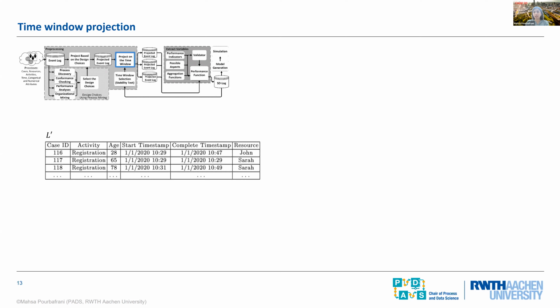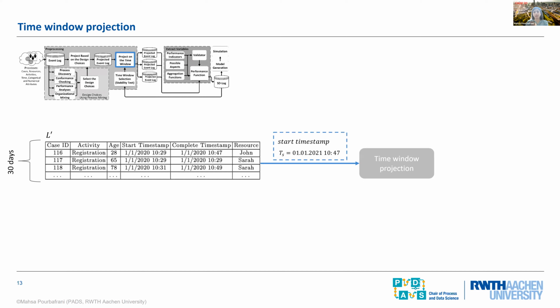Now we have the L prime and it's time to project on the time window. The L prime, imagine, is only the event log of the 30 days for the hospital, and then we transform it to the smaller event log per day. So we have the time window projection function, and we have the time window as well. Time window here is 1 day.